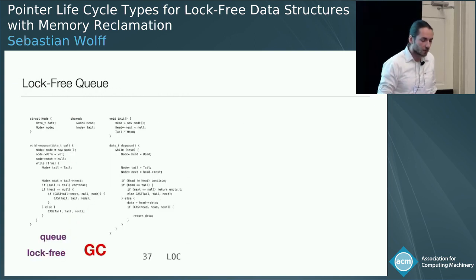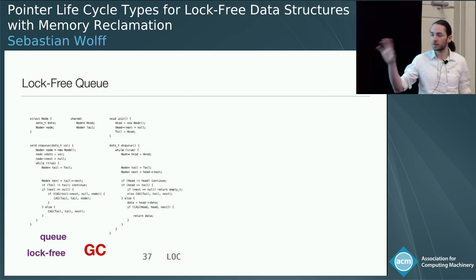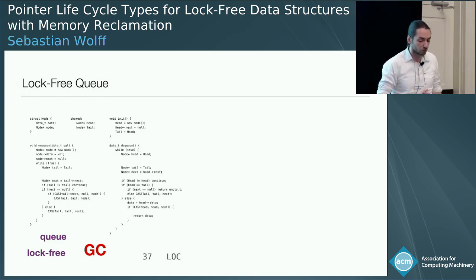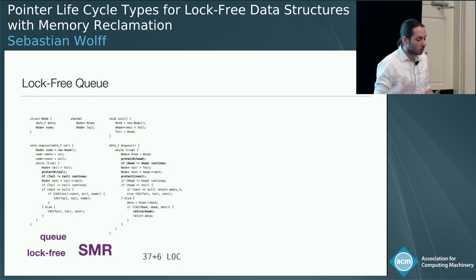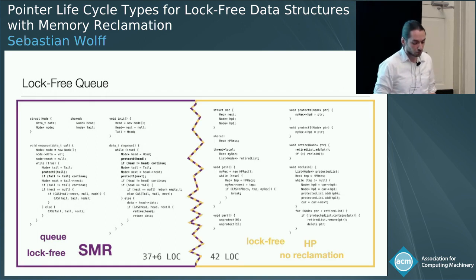Now, if we want to spell out the code of this, it looks something like this in the garbage collected setting. So it's some 40 lines of code, and if you're interested, this is called the Michael-Scott queue. And if we want to lift this program to SMR, we have to introduce the calls to the SMR library, so the protections and the retirements. This is not too much additional code. It's some 6 lines of code. But we have to add the SMR implementation as well, which is another 40 lines of code.